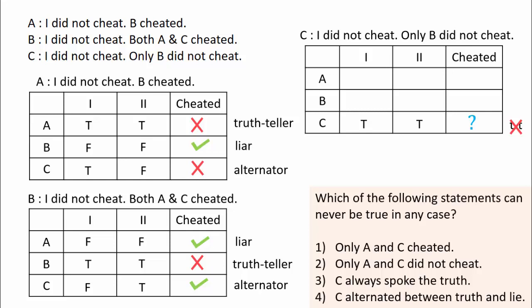In the third option, it is given that C always spoke the truth. Now, if you look back to the third case, according to it, both the statements made by C were contradicting each other, implying that C cannot be the truth teller. That means the third statement, "C always spoke the truth," is false. And that is our answer.